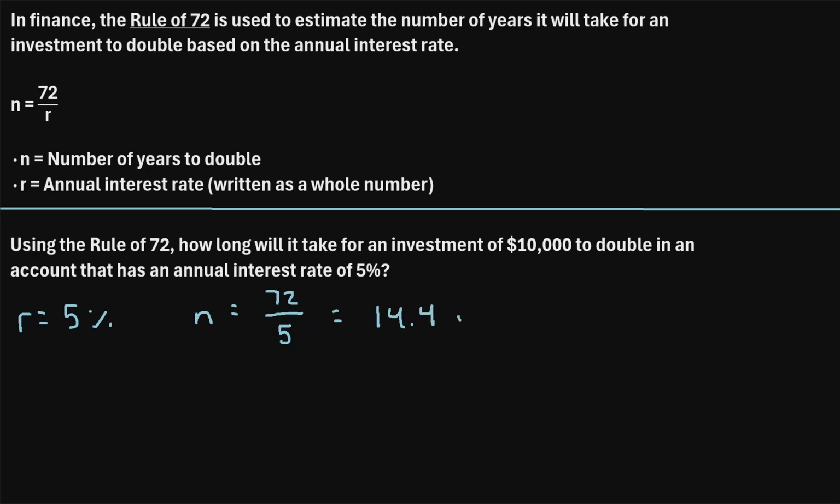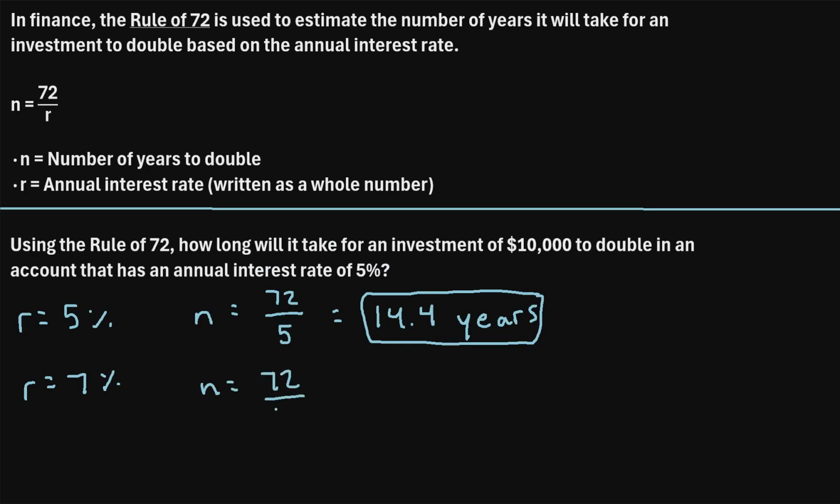And our units will be years. So according to the rule of 72, it will take just over 14 years for our initial investment to double, given that the annual interest rate is 5%. Now, what if instead we had an annual interest rate of 7%? Well, in that case, the time it takes to double would be 72 divided by 7. That turns out to be about 10.29 years.